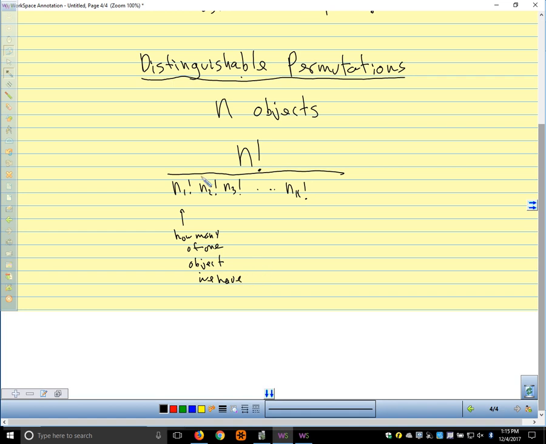And the N sub 2 would be if we have a second repeat. And the N sub 3 is if we have a third repeat. And we go all the way, we count all the different repeats that we have. And N is all of these added together: N sub 1 plus N sub 2 plus dot, dot, dot, plus N sub k.